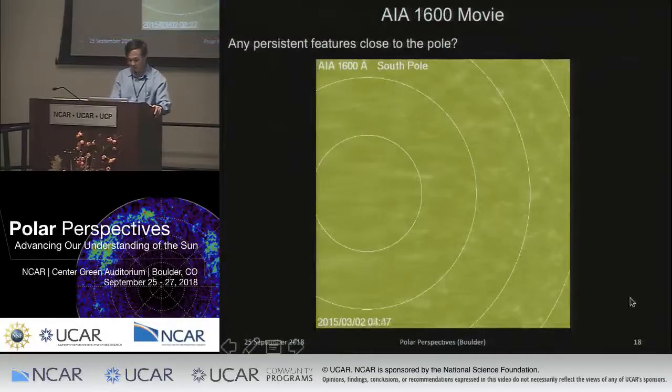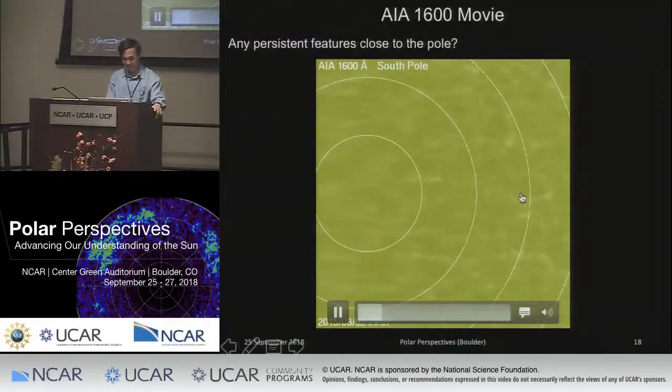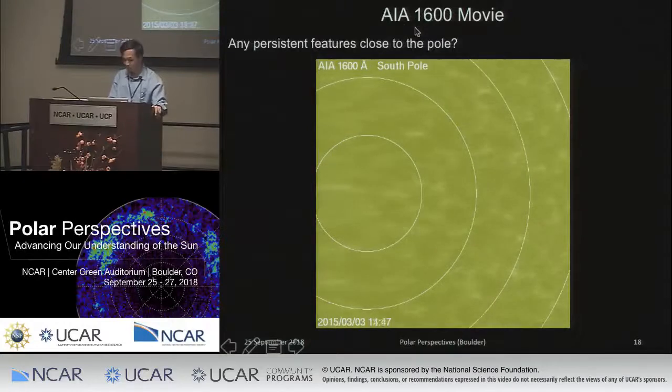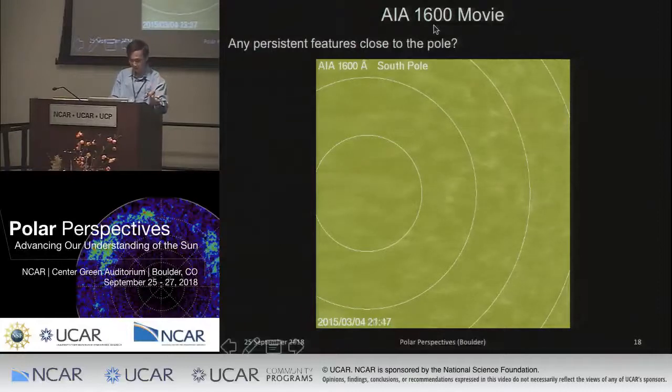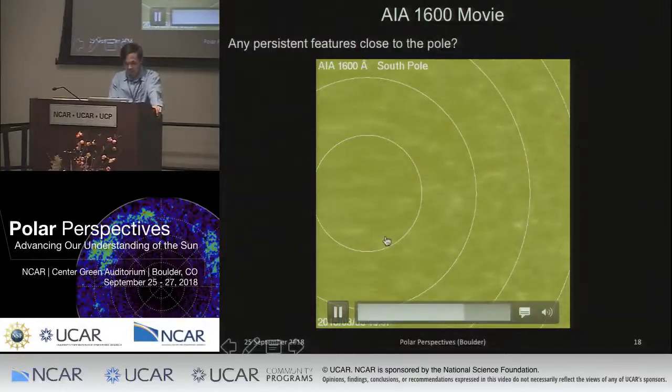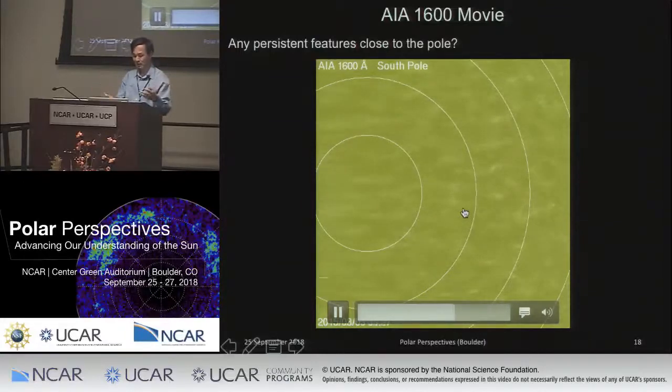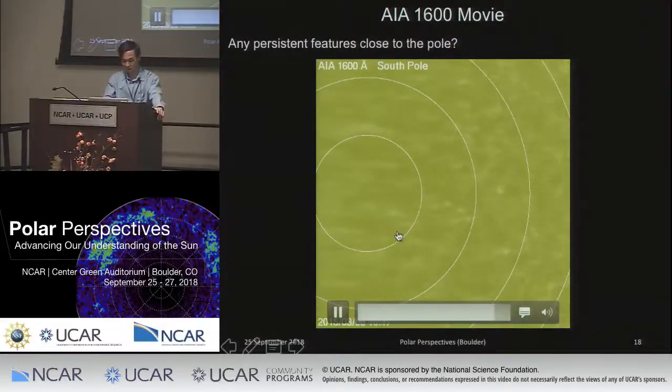And this one shows also a polar projected image movie, the AIA 1600 wavelengths, to see that there is no persistent feature just around the pole. So the lack of strong field or persistent magnetic field near the polar region may not be just a result of losing spatial resolution there. So maybe intrinsically there's nothing there on long term.